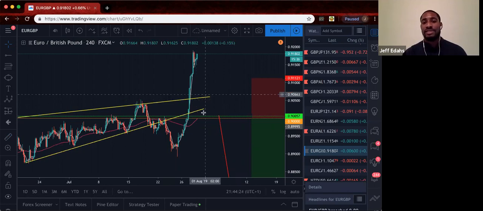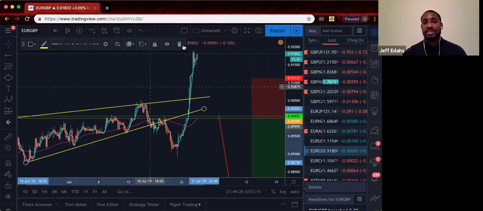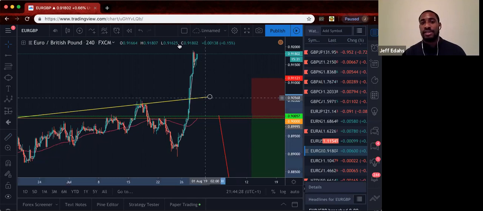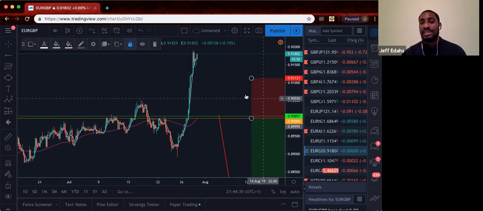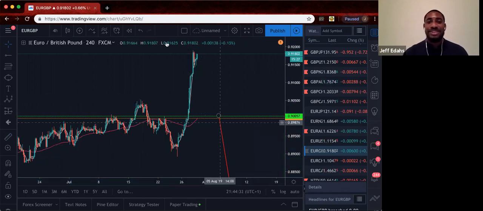So it looks like this level is totally broken. So what you expect is going to happen? We're going to expect a retest at some point, right? So this upset me so much that I didn't even look at it after that. Okay, so this is why I've not analyzed it.